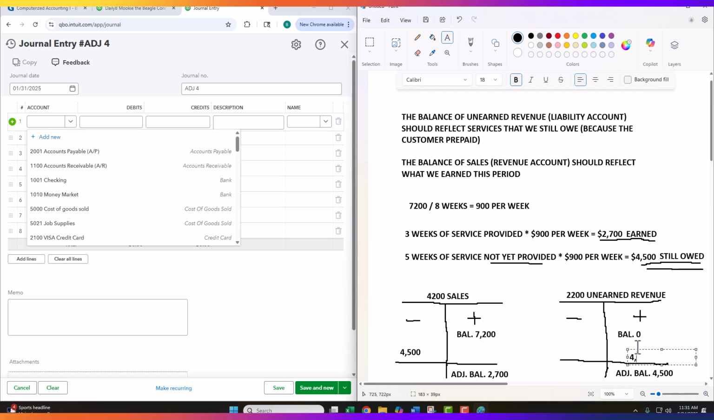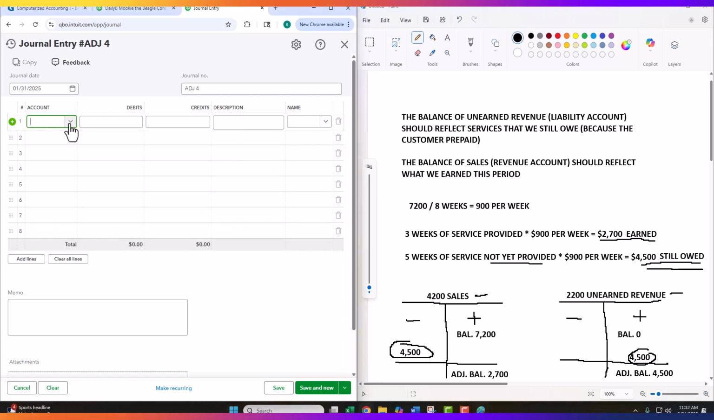And the way that we add to liability accounts is by crediting them. So there we have our adjusting entry. We are going to be debiting our 4,200 sales account and we are going to be crediting our 2,200 unearned revenue account. And now we just do that inside of QBO.